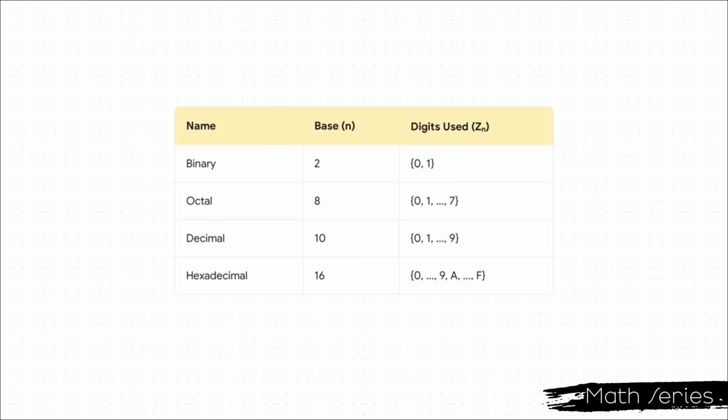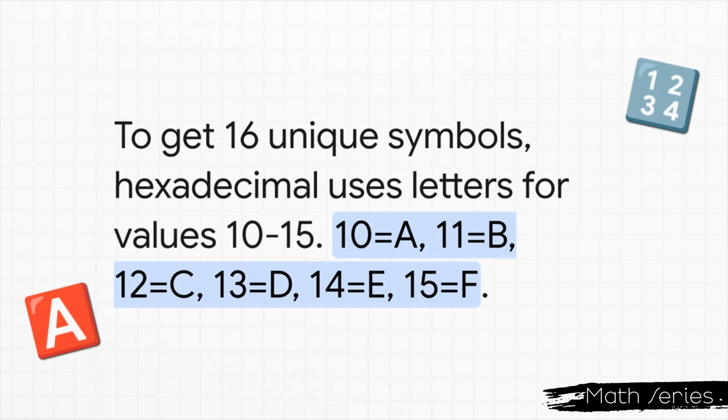And that creates a funny little problem. I mean, how do you write 16 different digits when we only have symbols for 0 through 9? Simple. You just borrow from another alphabet. In hexadecimal, after you hit 9, you just start using letters. A is 10, B is 11, all the way up to F for 15. It's a super compact way to write really big numbers, which is exactly why you see it all over the place in programming and computing.